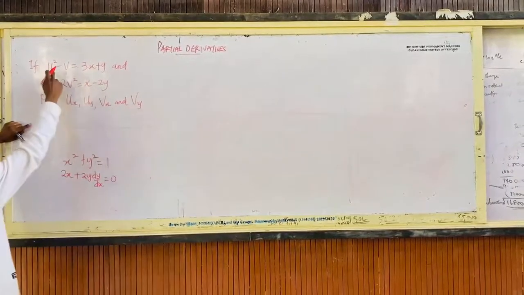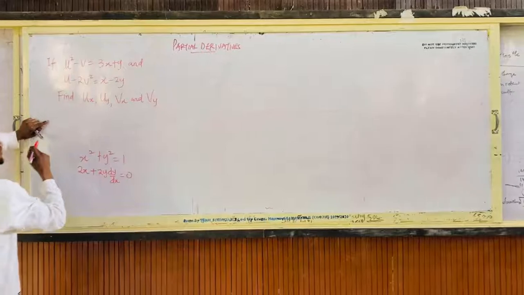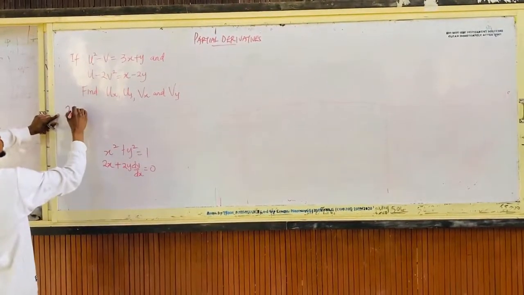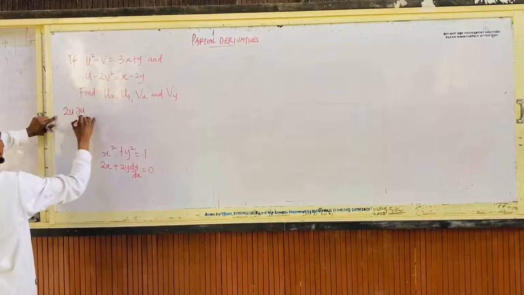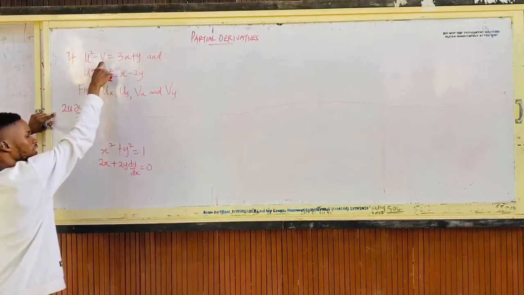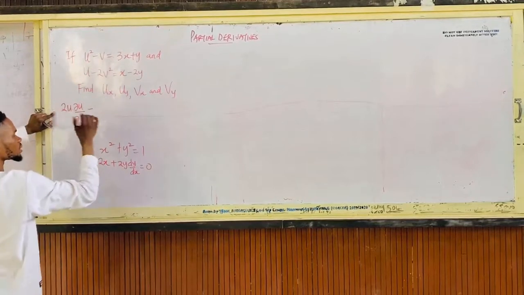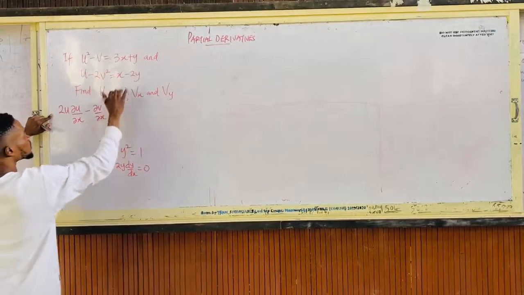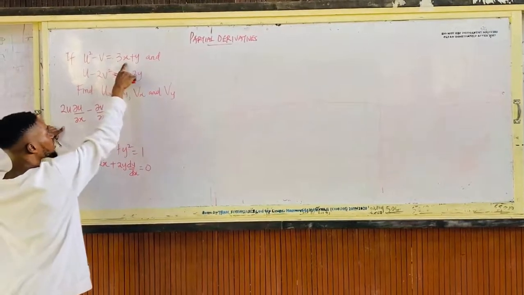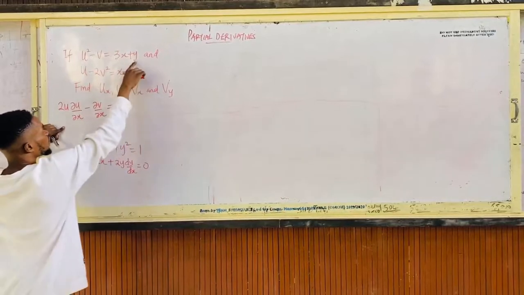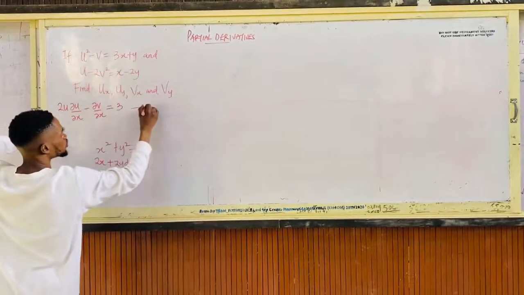Now let's differentiate this function partially with respect to x using implicit function. And this becomes 2u del u del x minus, let's differentiate v partially with respect to x. That's del v del x, is equal to 3x. Let's differentiate 3x with respect to x. That's 3. Then y is 0. Equation 1.